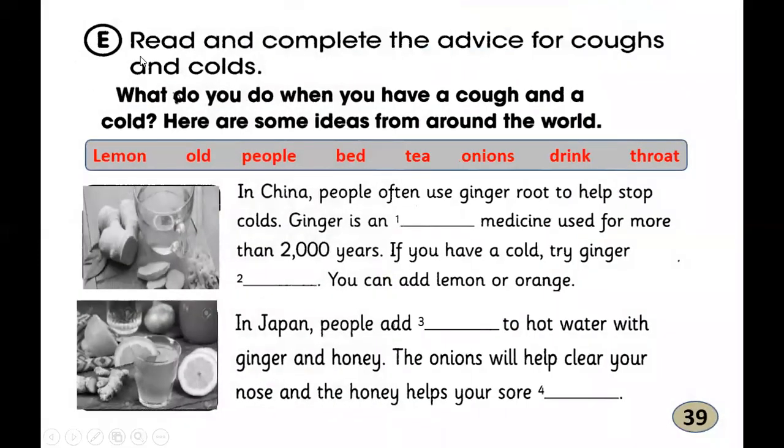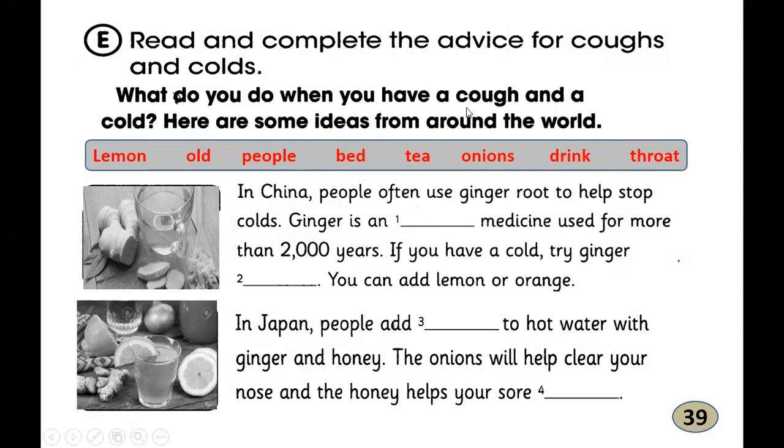Now we have exercise E. Exercise E, we will learn some advice about coughs and colds around the world. We will look at ideas of drinks people have around the world during coughs and colds. Activity E says: read and complete the advice for coughs and colds.